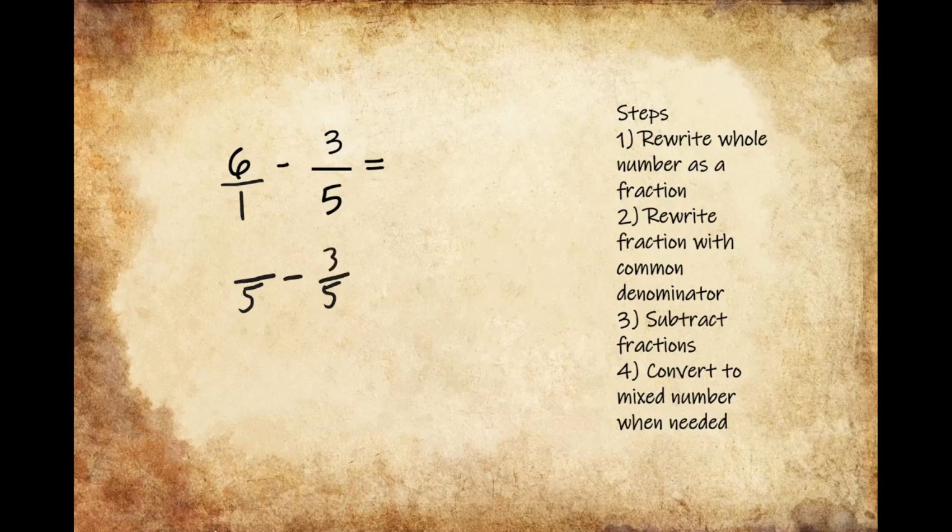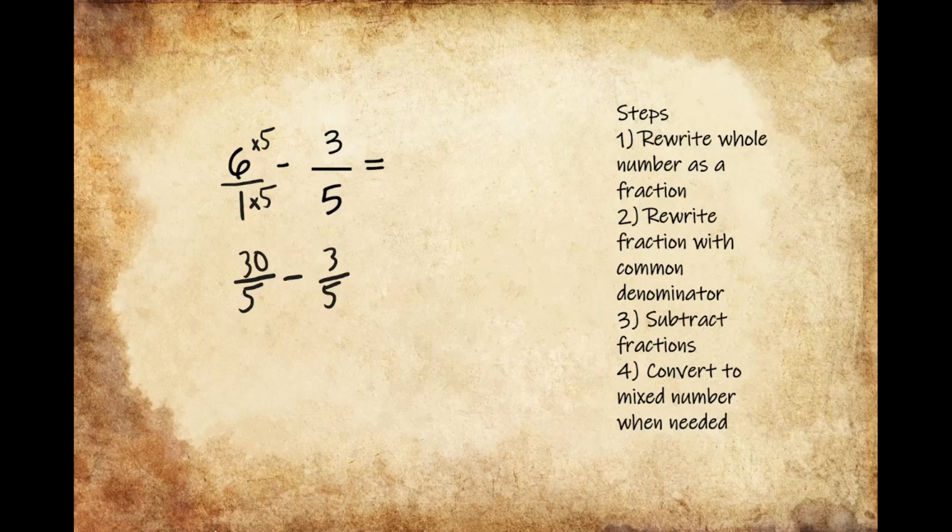And we can keep the 3/5 as is because it already has a denominator of 5, so we're not going to have to do anything to rewrite this fraction. But we do need to rewrite the fraction that represents our whole number. And we know that we had to multiply 1 times 5 to get the denominator of 5, and to keep this fraction equivalent, we're going to go ahead and multiply the numerator by the same value. And 6 times 5 gives us 30.